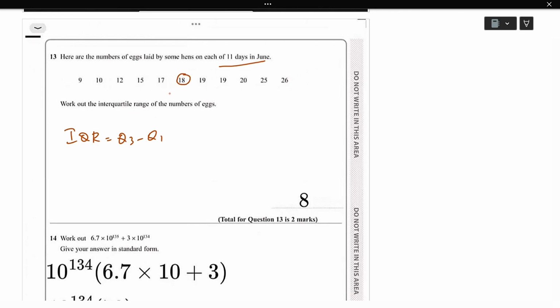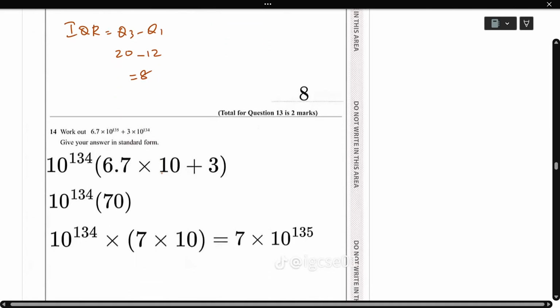So remove this, then the rest. The mid one here is your upper quartile, which is 20, and the mid one here is 12. So 20 minus 12 is going to be 8. So 8 is our answer.